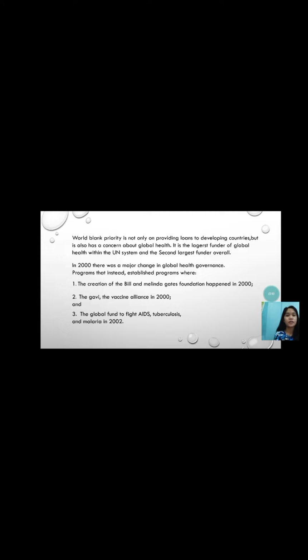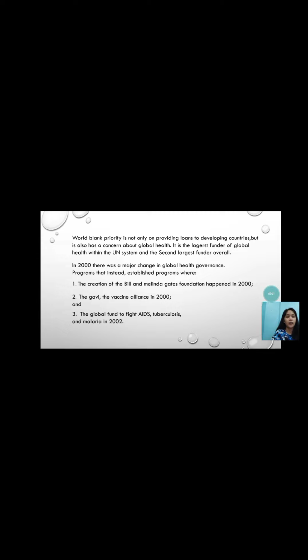So, doon sa unang binasa ko, World Bank priority is not only to provide loans to developed countries, but it is also a concern about global health. Pag sinabi nating ang bangko, ang pagkakaalam ko, hindi lang siya nakapokus sa pagbibigay ng loans o sa pagpapautang. Yung iba, umuutang sila para makapagpatayo ng bahay o para makapagpatayo ng business. So, hindi lang yun yung priority ng bangko.